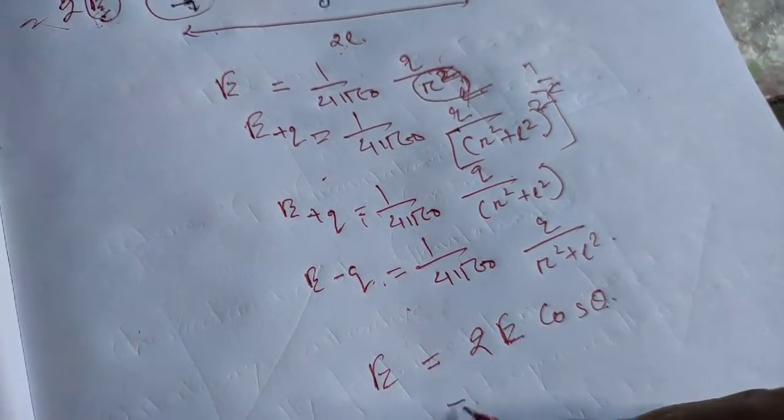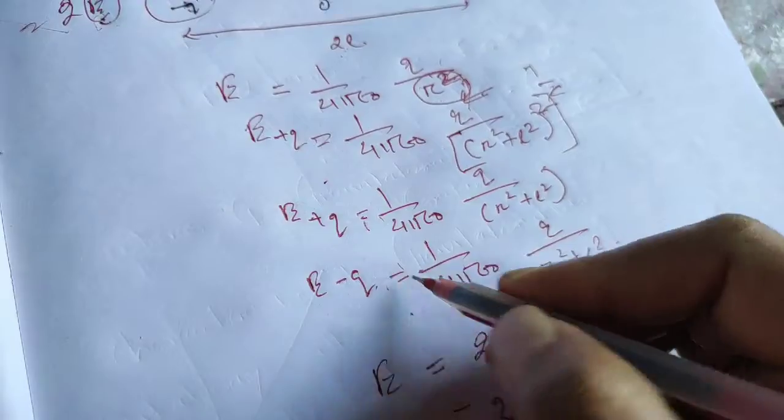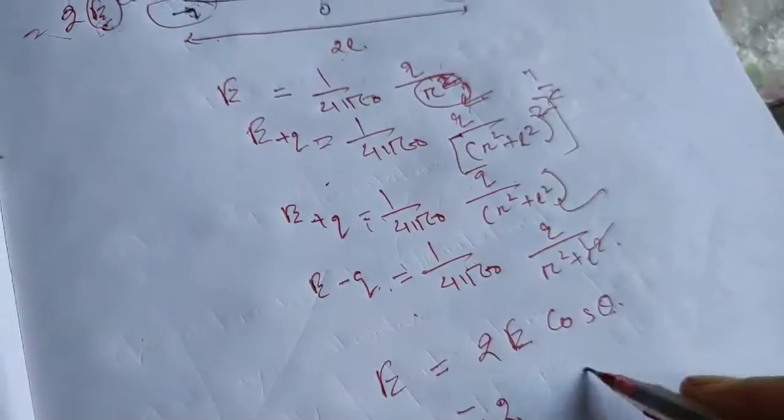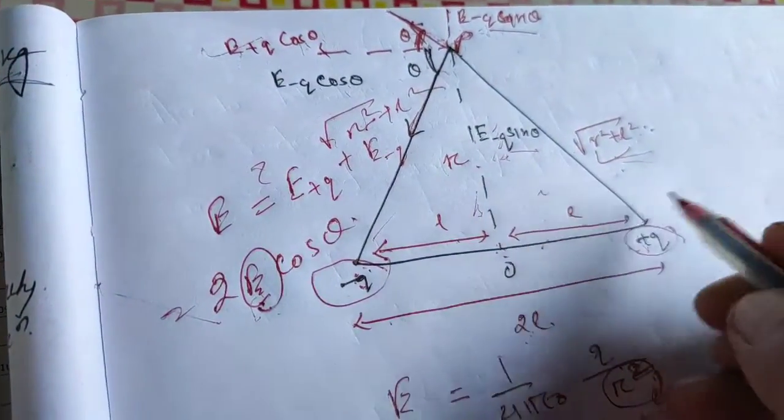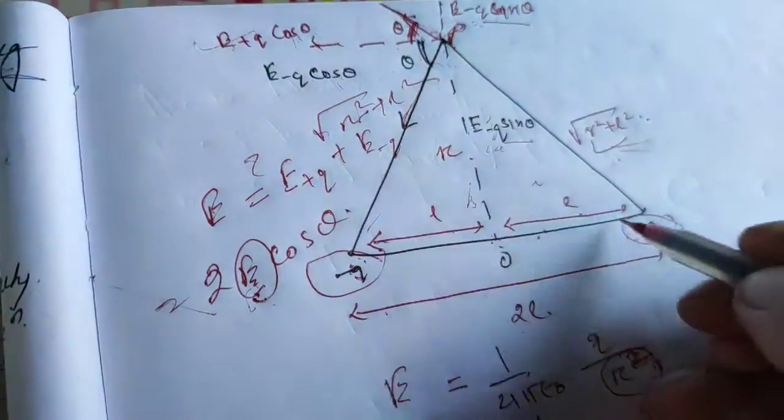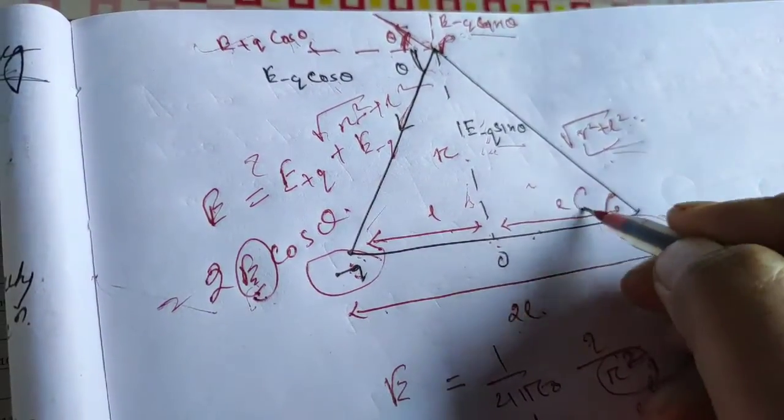Clear? So 2, you put any problem, both are the same, you put the value here, and one thing you have to find out is the cos theta value from this diagram. How can you find cos theta, students? Suppose I am taking this triangle and as the alternate angle this is theta.